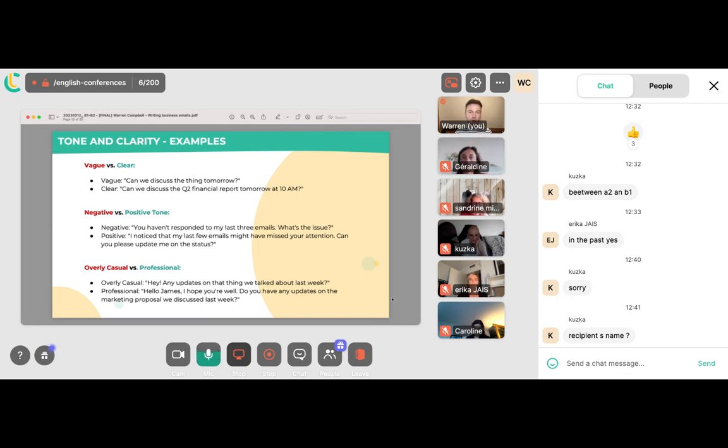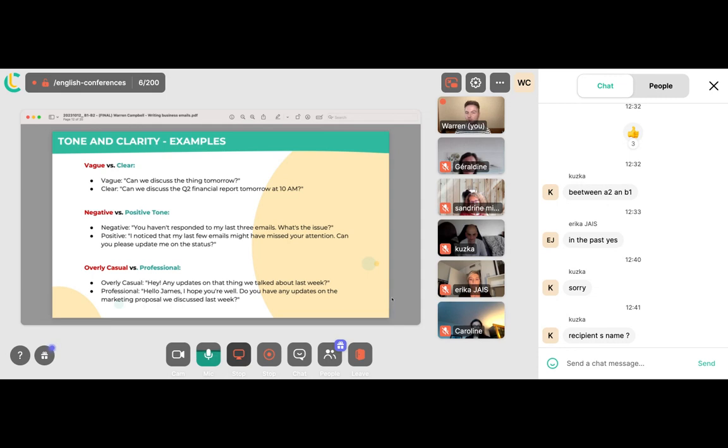Vague versus clear. So I've got some examples here for us. We can see in the vague example, "Can we discuss the thing tomorrow?" Clear: "Can we discuss the Q2 financial report tomorrow at 10 a.m.?" You could also say, "Can we discuss it tomorrow?" That would also be quite vague as well. So make sure you're mentioning what the object or the purpose is.